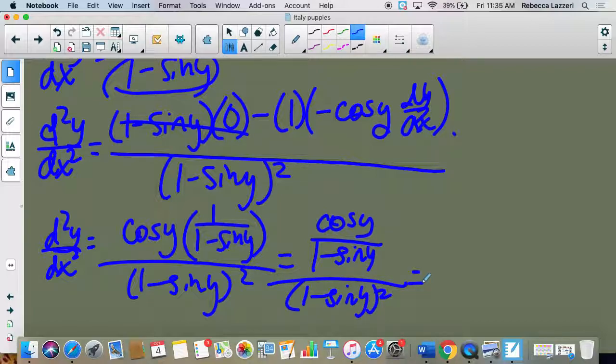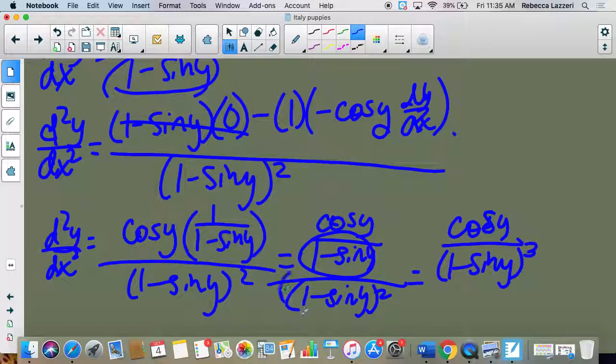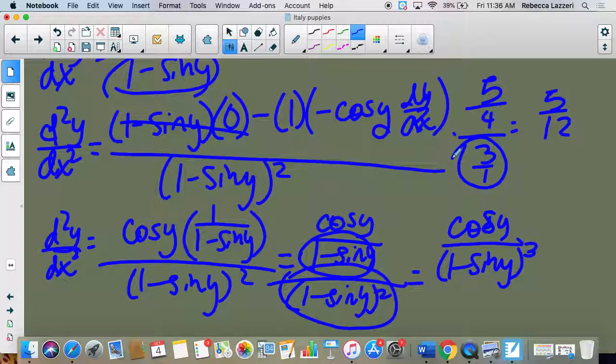Something I want to clear up so I can move really fast. That's going to give me cosine y over 1 minus sine y cubed. I'm going to do that part pretty fast. Do you see how this denominator just slammed down there with that denominator? If you have 5/4 divided by 3, that's going to end up quickly being 5/12. But let's verify that. If you divide by that fraction, you multiply by the reciprocal. When you do that, doesn't that 3 end up on the bottom with that number?